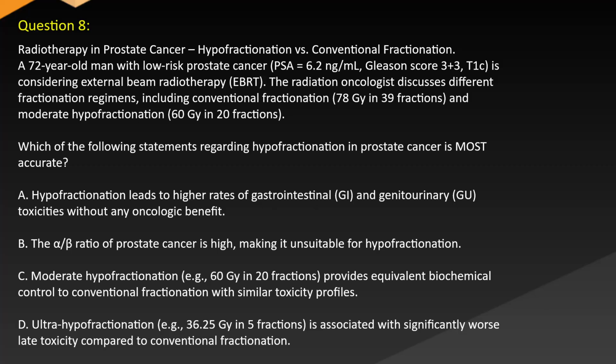A. Hypofractionation leads to higher rates of gastrointestinal (GI) and genitourinary (GU) toxicities without any oncologic benefit. B. The alpha/beta ratio of prostate cancer is high, making it unsuitable for hypofractionation. C. Moderate hypofractionation, e.g., 60 Gy in 20 fractions, provides equivalent biochemical control to conventional fractionation with similar toxicity profiles. D. Ultra hypofractionation, e.g., 36.25 Gy in 5 fractions, is associated with significantly worse late toxicity compared to conventional fractionation.